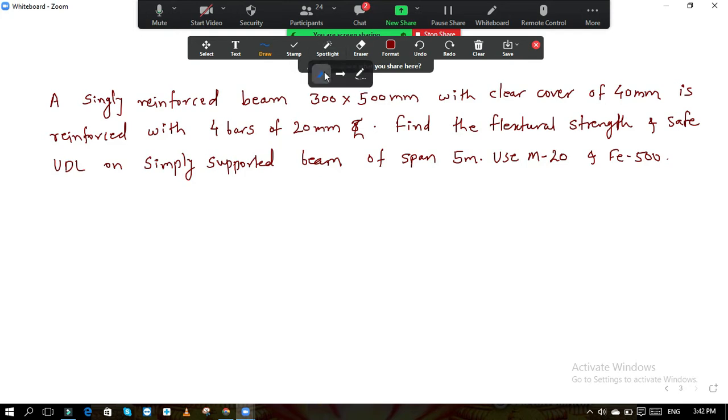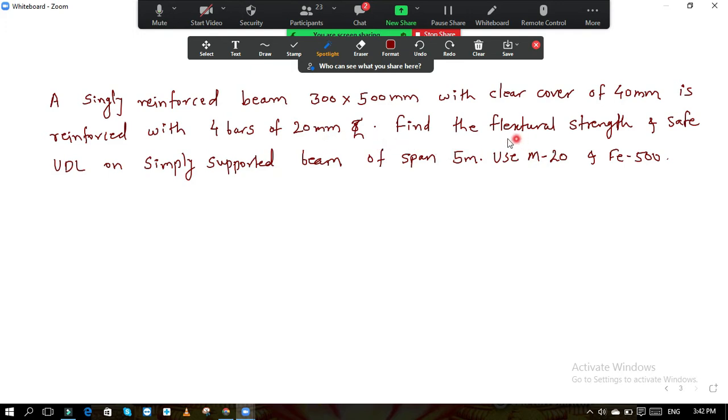Now we will read the numerical once again. A singly reinforced section is there. 300 by 500 mm is its dimension, width and depth. So overall depth is given to you. Along with that, they have told you that the clear cover is 40 mm and it is reinforced with 4 bars of 20 mm diameter.